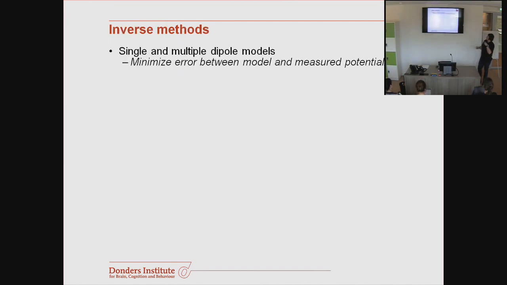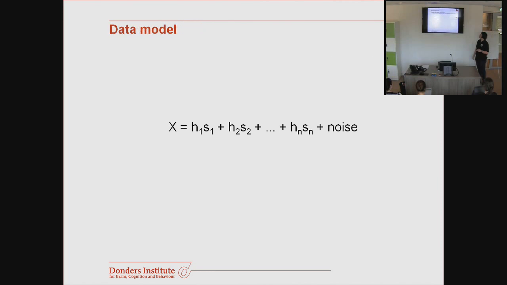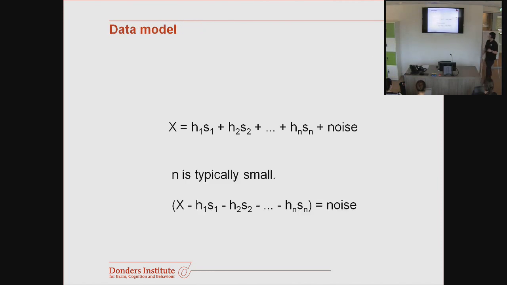In single and multiple dipole models, you basically want to minimize the error between model and the data in a least square sense. You assume there are typically a small number of sources that are going to explain your data. What you want to achieve is that when subtracting your model from the data, the remaining part should be the noise.